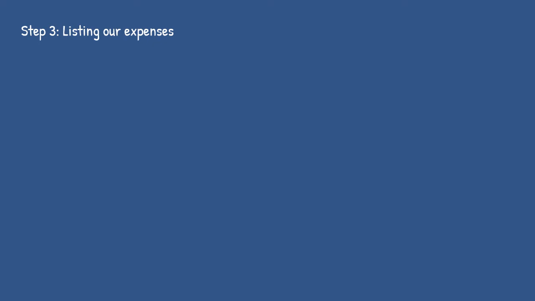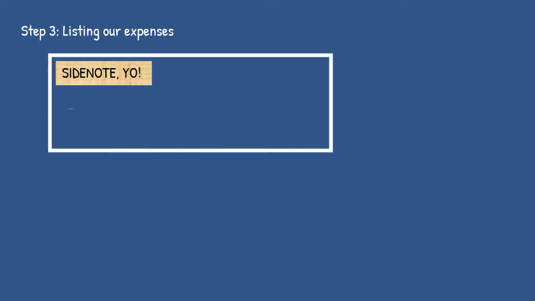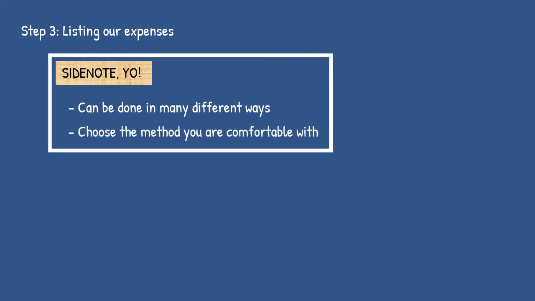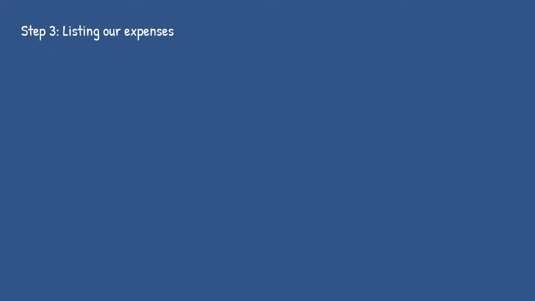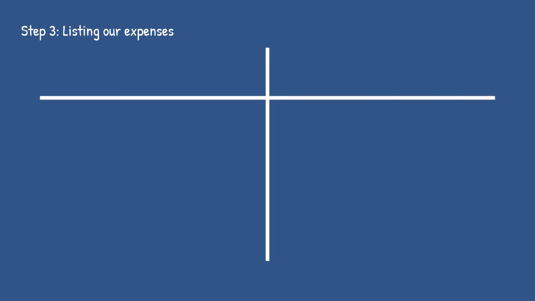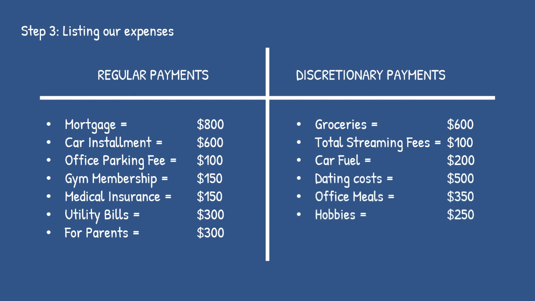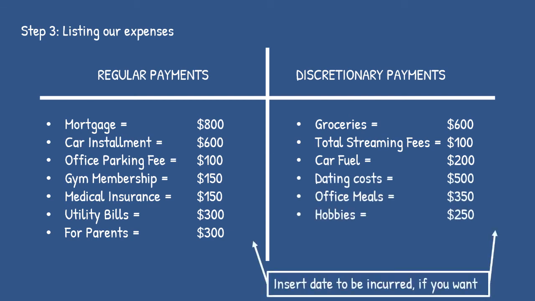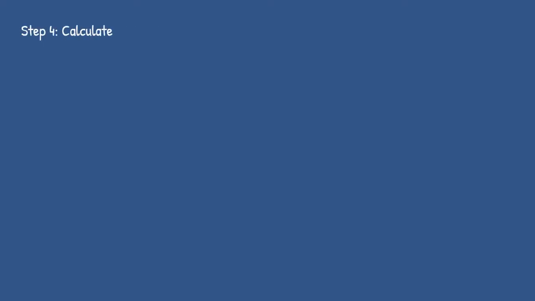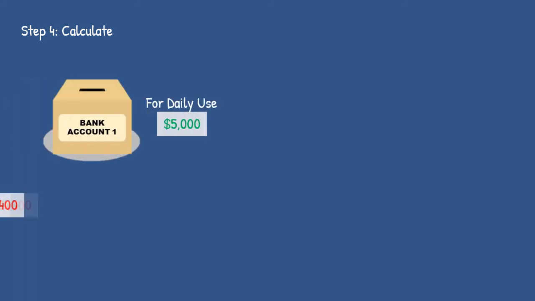Let's list our expenses. Again, there are multiple ways this can be done. Make sure you choose the method that you are comfortable with. For this example, we'll divide our expenses into 2 categories. Let's label these 2 categories as regular payments and discretionary payments. List down those specific expenses together with the amount. If you want, you can also state the date of the payment. Then, calculate. Look at the amount of money left over.